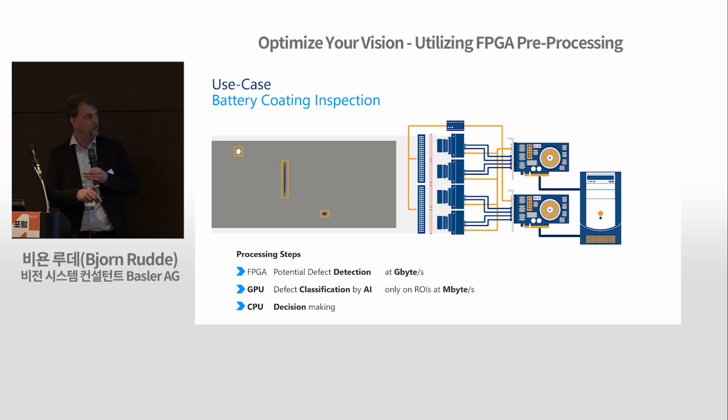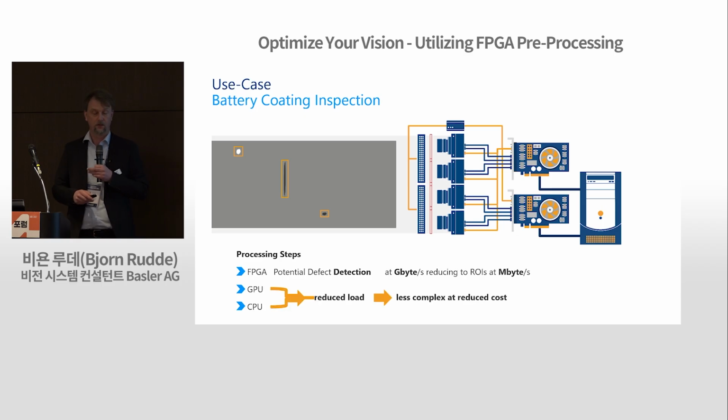So the FPGA brings the data down to megabytes per second for the GPU by just selecting the defect candidates, and then the classification is still done by the GPU, but the system footprint is much smaller, so the cost reduction is enormous in this case. This is done by the reduced load and the FPGA bringing the gigabytes per second down to megabytes per second in order to speed up the GPU process.